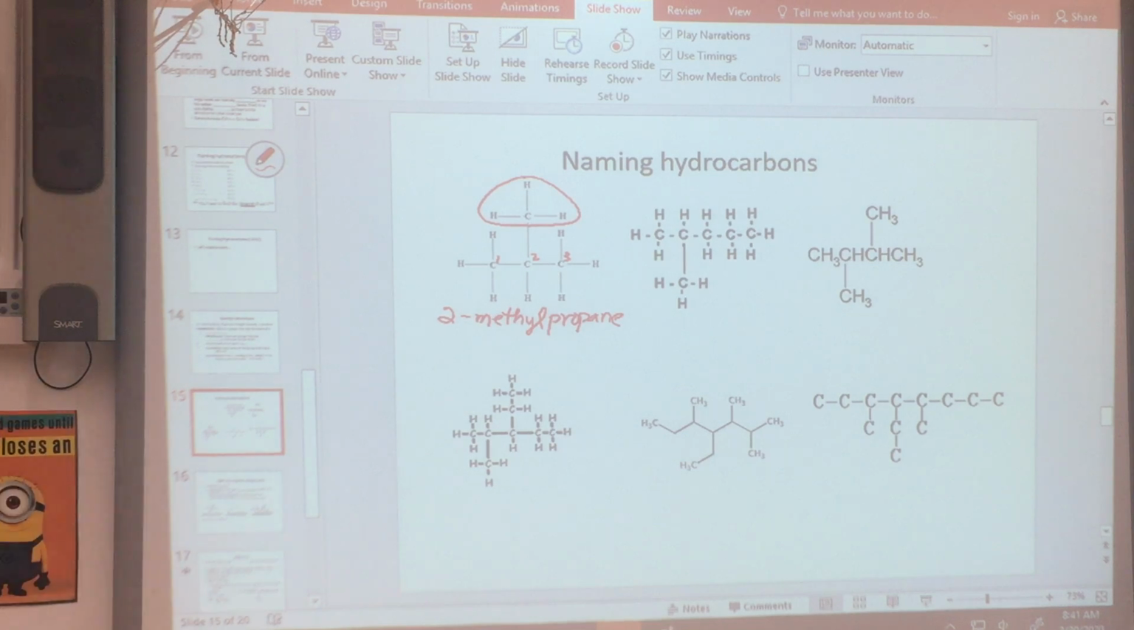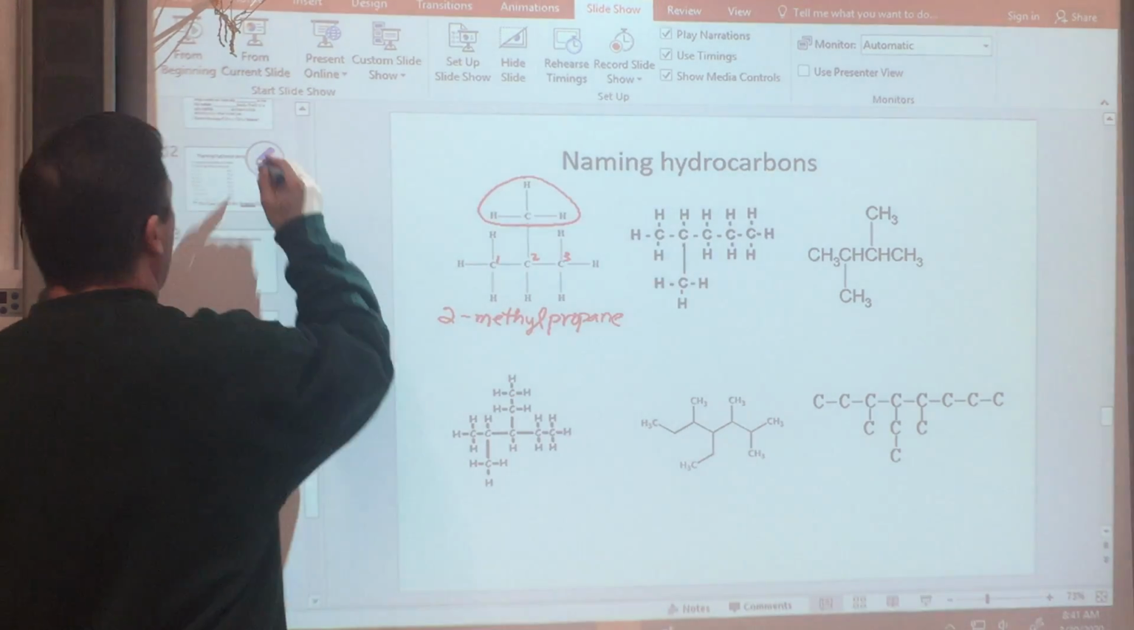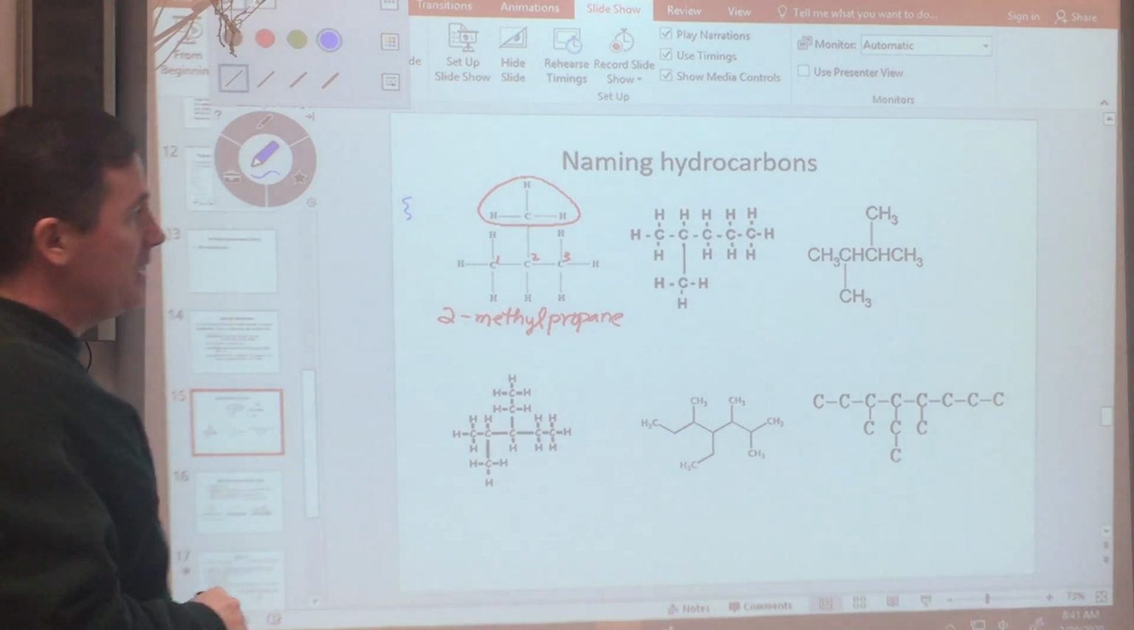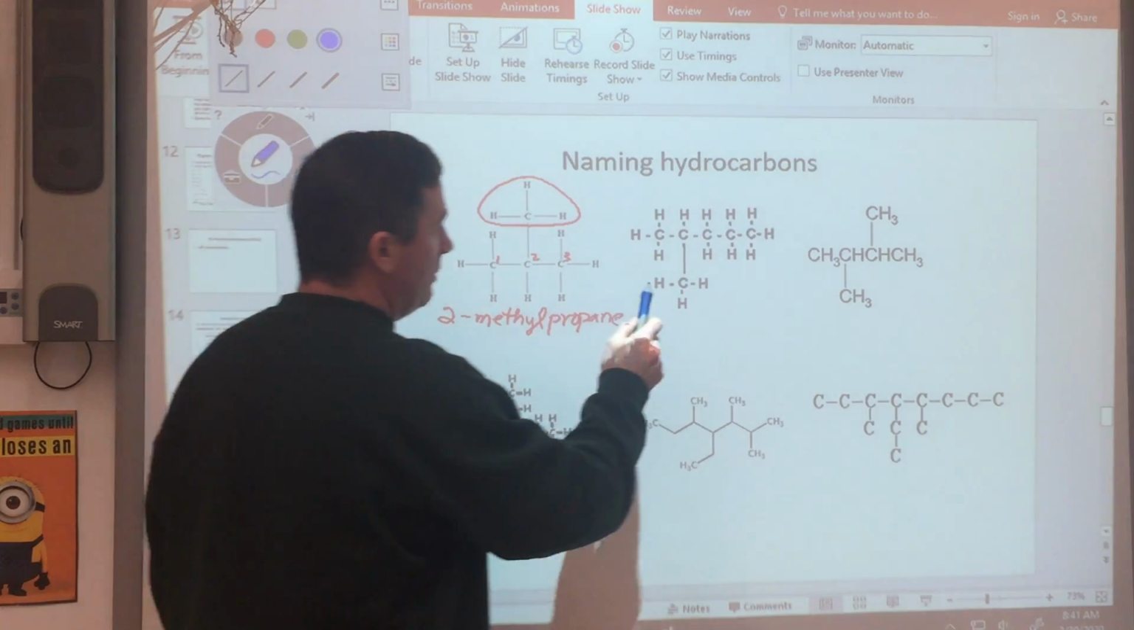2-methylpropane. Okay? That is the process for each one of these. It's going to get more complicated, but it also means it's going to be more fun, I think. All right, let's count this one.